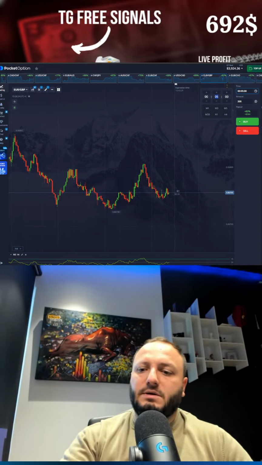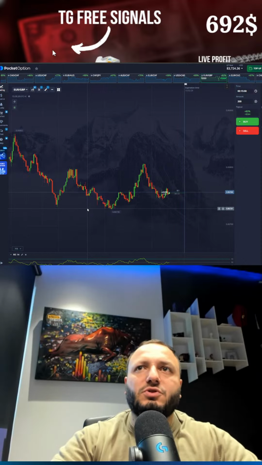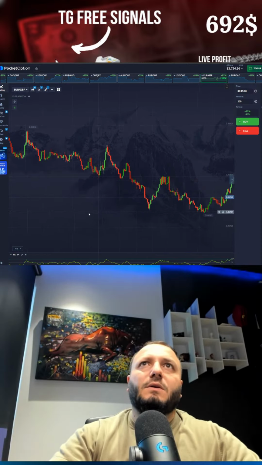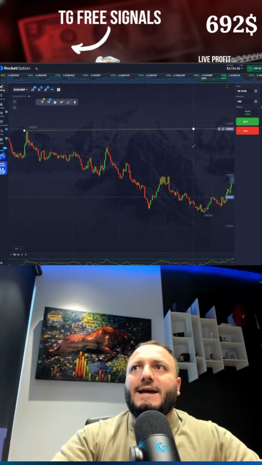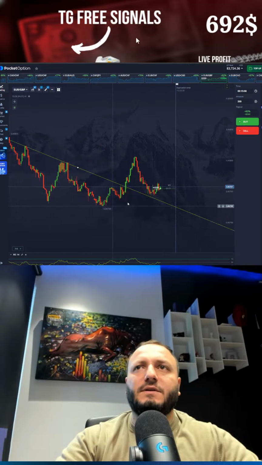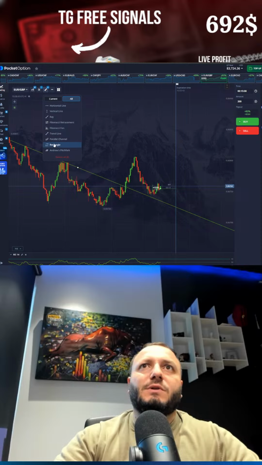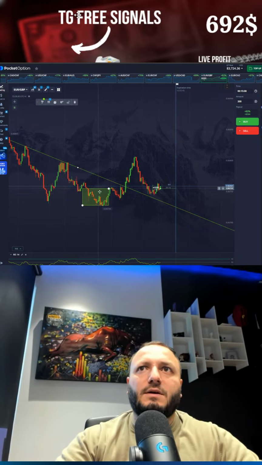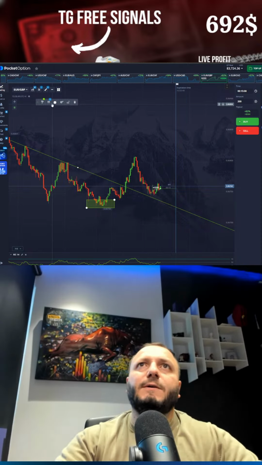Guys, I'm opening a deal up because here we have the reverse of the correction. Let me show you everything. At first, let me show you with the ray that we had a downgoing trend. After that, the trend was reversed with the rectangle.